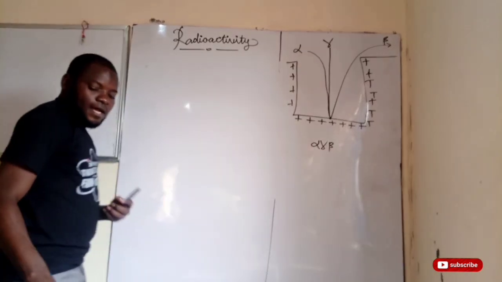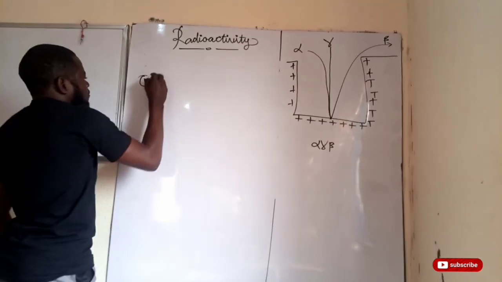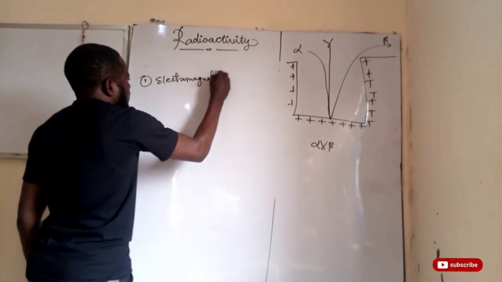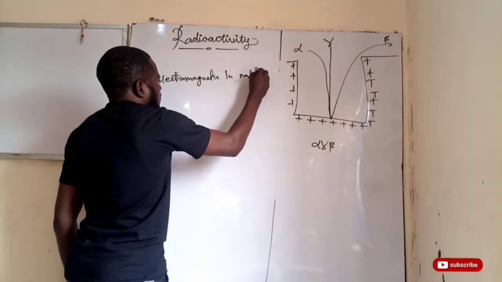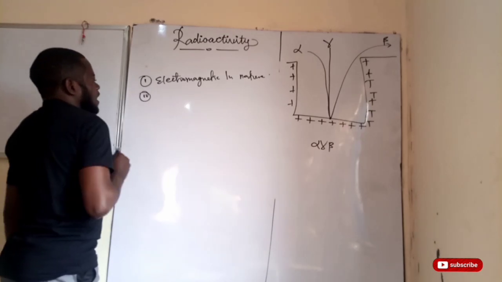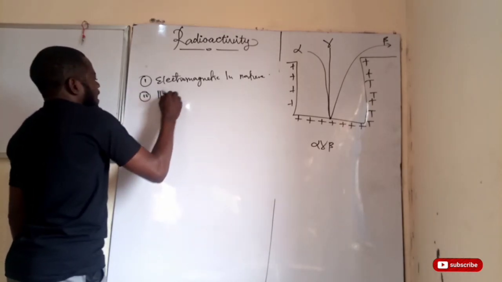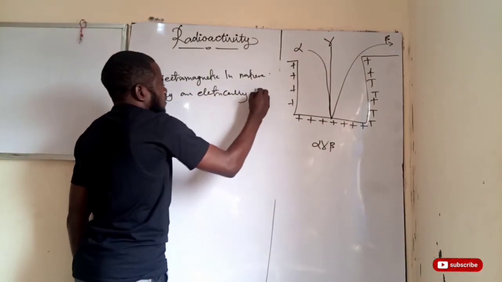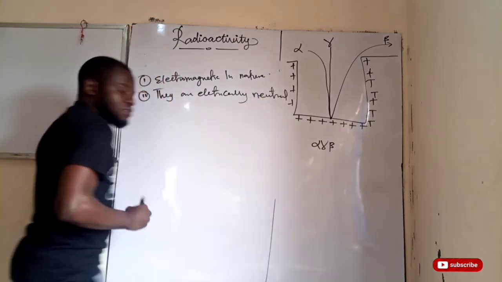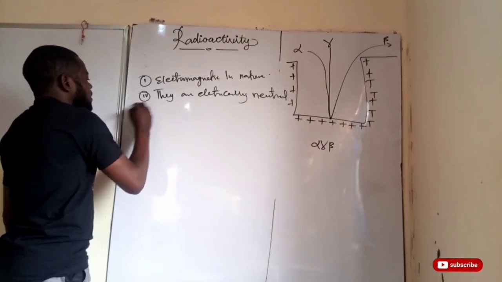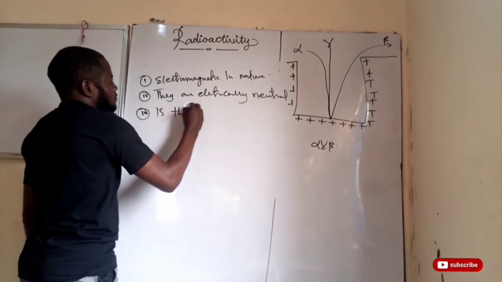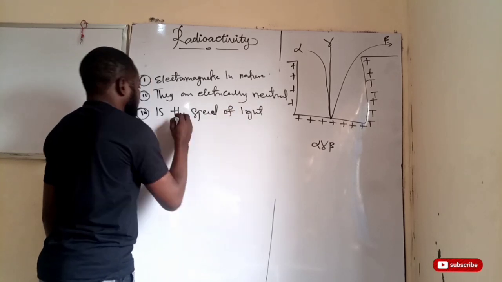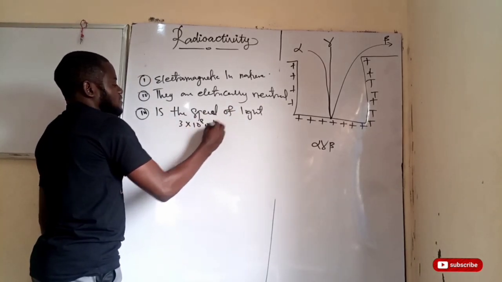So the third one, which is the gamma particles. Gamma particles, they are electromagnetic in nature, and two, they are electrically neutral. That is, they don't have charge, and their speed is the speed of light. That is 3 times 10 raised to power 8 meter per second.